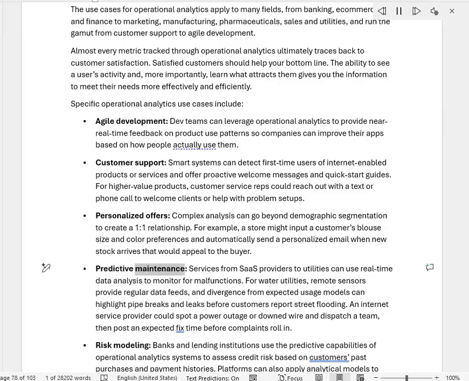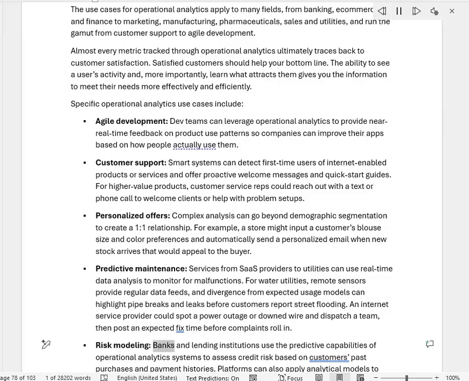Predictive maintenance. Services from SaaS providers to utilities can use real-time data analysis to monitor for malfunctions. For water utilities, remote sensors provide regular data feeds, and divergence from expected usage models can highlight pipe breaks and leaks before customers report street flooding. An internet service provider could spot a power outage or downed wire and dispatch a team, then post an expected fix time before complaints roll in.